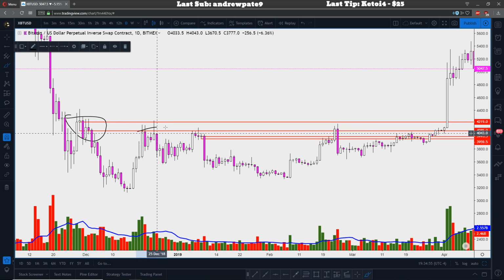I wouldn't take this because this doesn't have any dojis. I like using doji levels. I would not take this point, and it's too choppy. It's not really clean. These are clean.